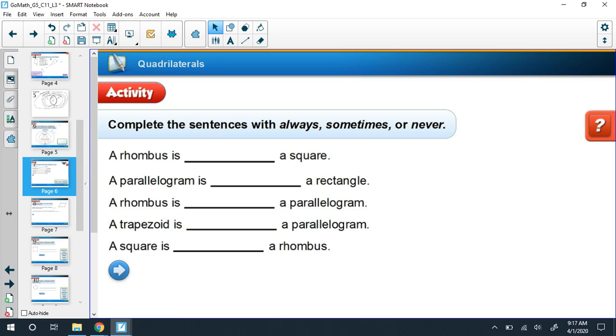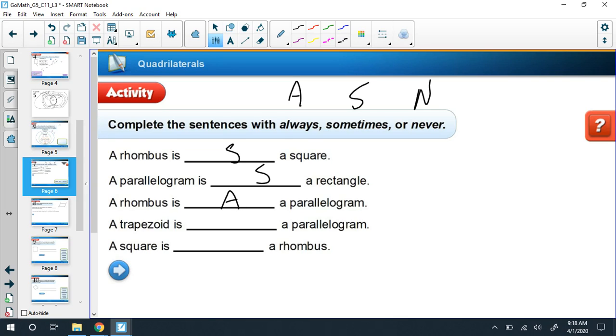Okay, here we are. We're going to fill in these blanks with always, sometimes, and never. A rhombus is blank a square. A rhombus is sometimes a square. A parallelogram is blank a rectangle. And a parallelogram is sometimes a rectangle. A rhombus is blank a parallelogram. In this one, a rhombus is always a parallelogram.